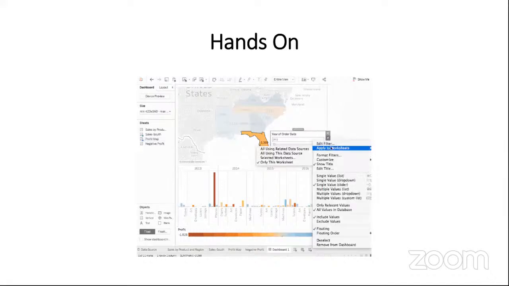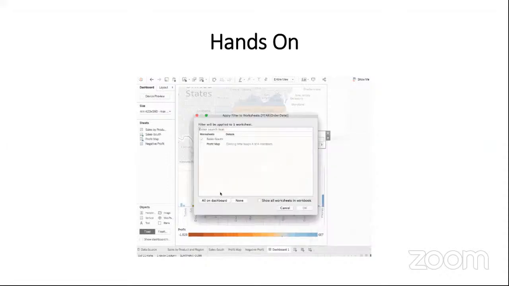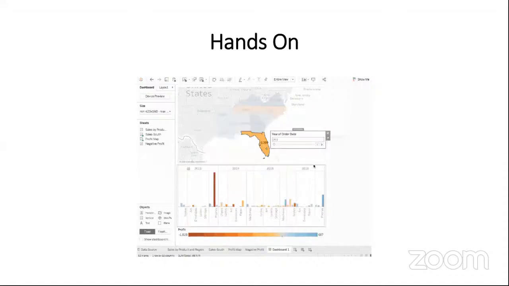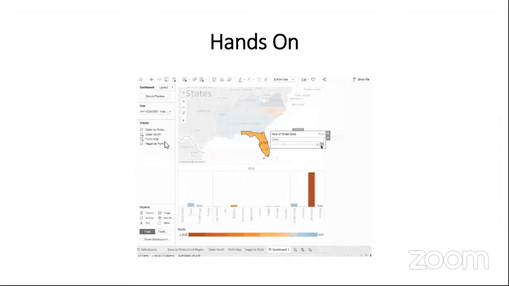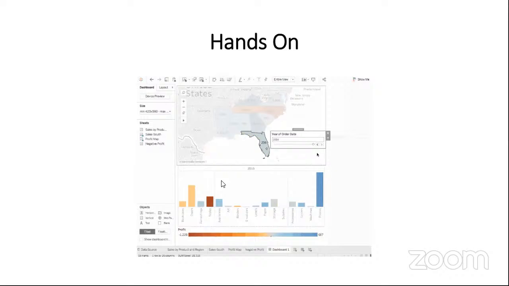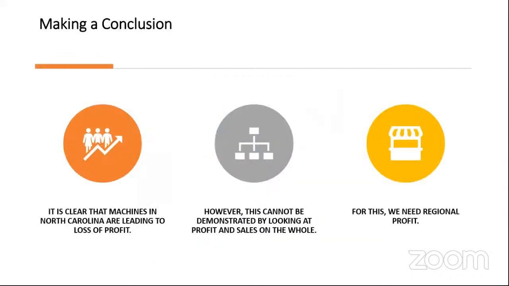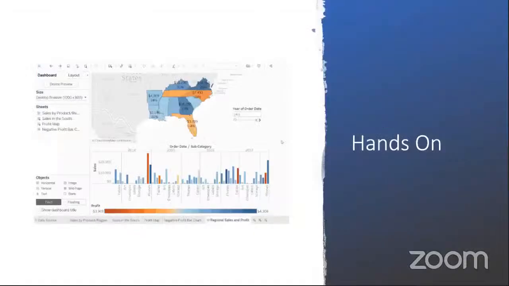And with this, I am also applying a lot of attractiveness through sliding of my years and changing of my profit maps. These were the sheets I have created: sales by product, sales south, profit map, negative profit. Now I am adding them into a single story and relating them by year. And this is a conclusion that we normally make. So just check this out also.